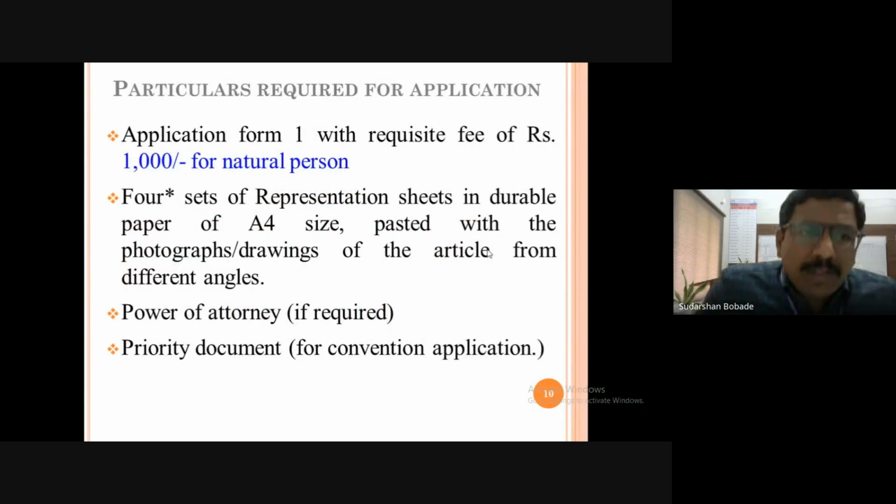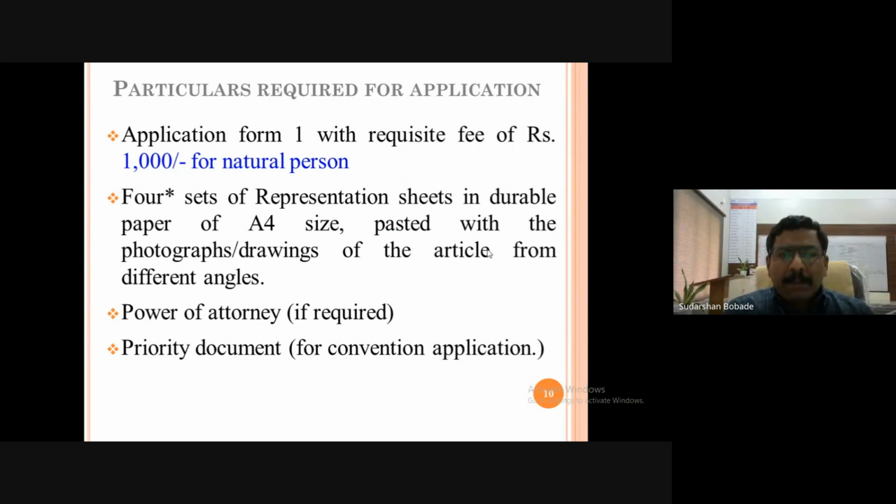The application fee along with Form number 1 is only 1000 rupees for a natural person. When we are talking about any entity, the fee may differ. At the same time, regarding the representation sheet, there is one very important requirement related to the design patent submission: the size of the paper on which we prepare the design and paste the drawing should be only A4 size.